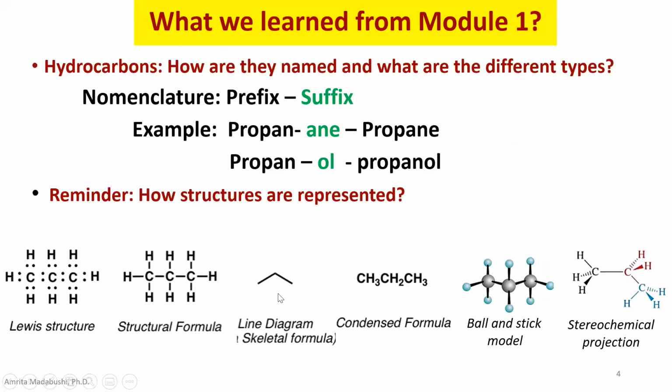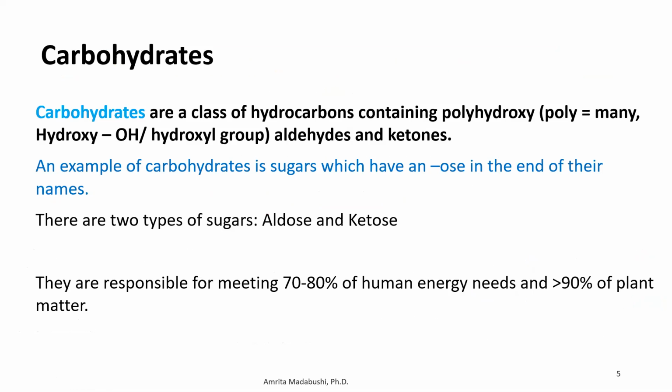So these are the different ways you represent a structure. I really like this particular slide because it helps us understand that there is a Lewis structure, and there is a structural formula, line diagram, condensed formula. It's also called skeletal formula. Condensed formula, ball and stick, and stereochemical projections. Okay. So these are the different things that we learn and we are going to apply them for studying carbohydrates.